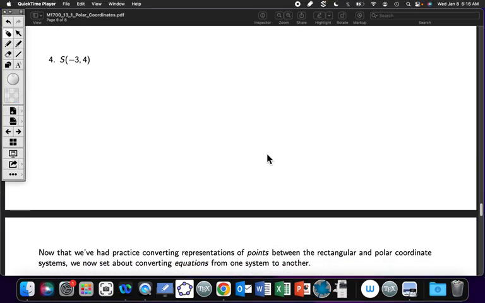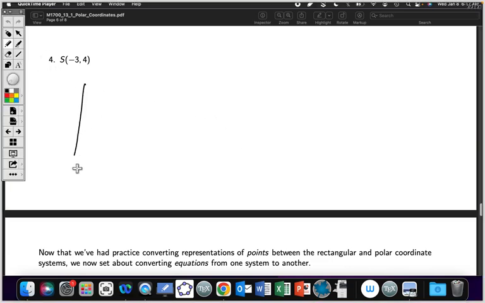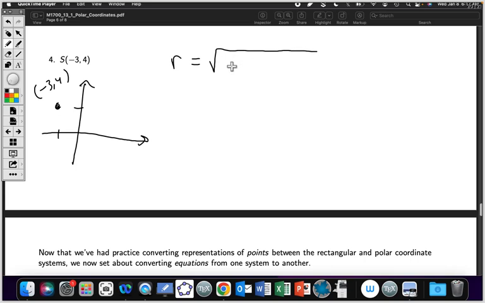Or S is the point negative 3 comma 4. Once again, first step, let's graph this here in quadrant 2. So negative 3, 4. So it's going to be in quadrant 2 here. That'll help us with our angle. First step, we figure out r. So to get a positive r, I can just take the square root of x squared plus y squared. So there you go. Square root of 25, which is 5.